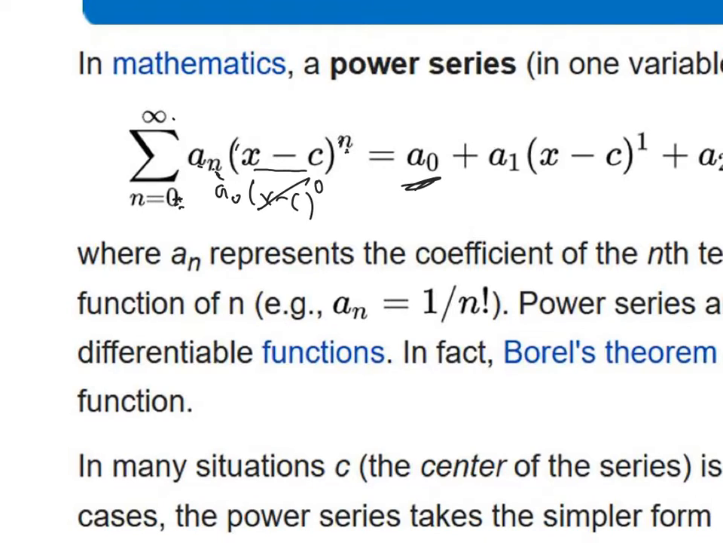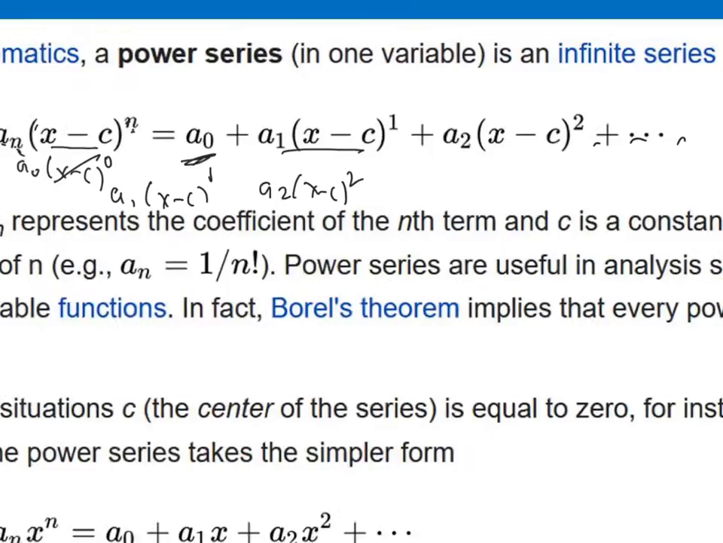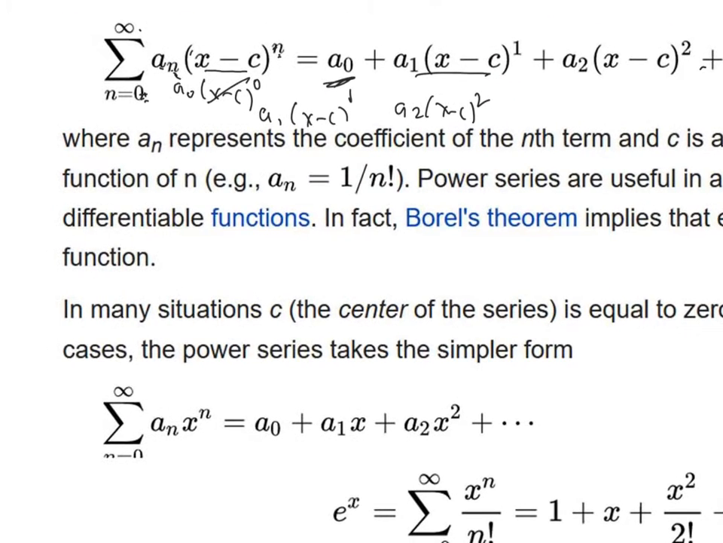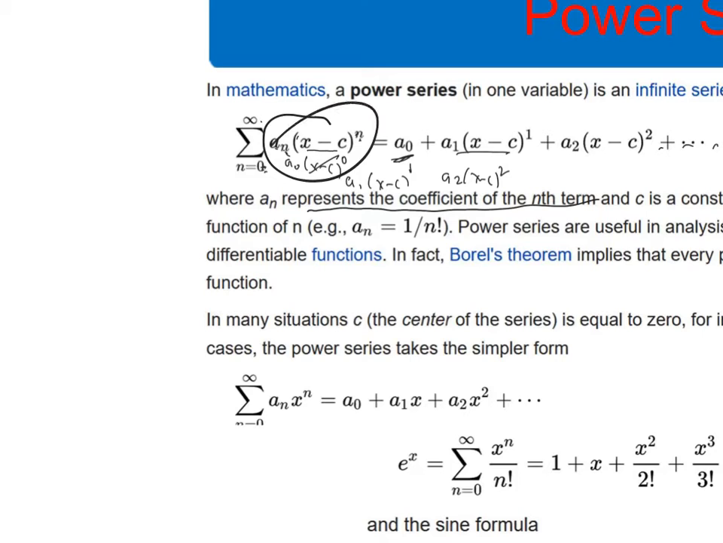When n goes to 1, that gives me a sub 1 times (x minus c) to the first power. Let's do 2: a sub 2 times (x minus c) squared. So you get the hint, and it continues. That's a power series. A sub n represents the coefficient of the nth term, if you could go all the way to infinity.